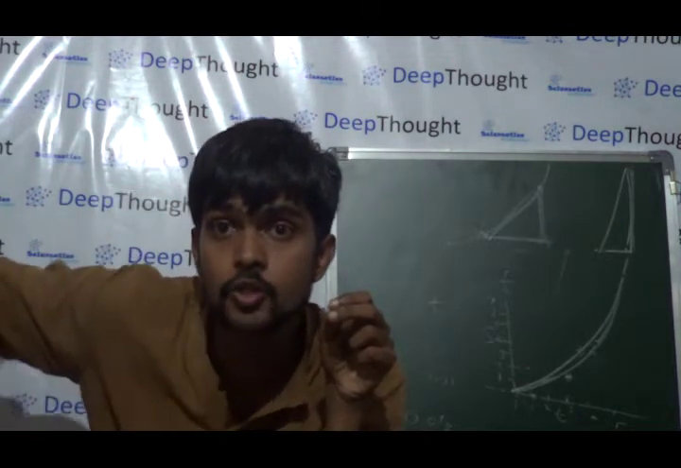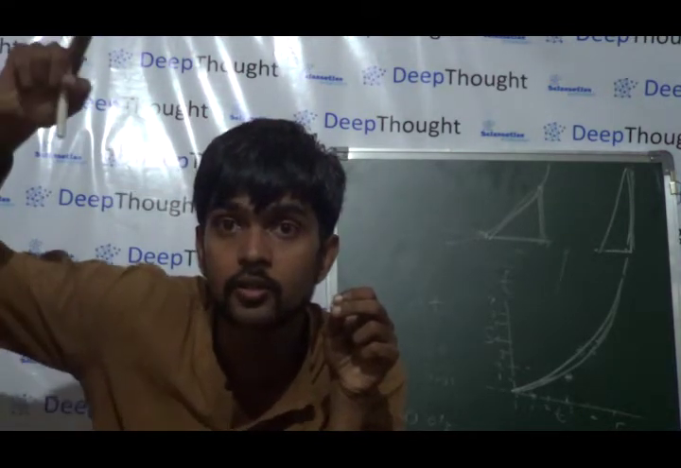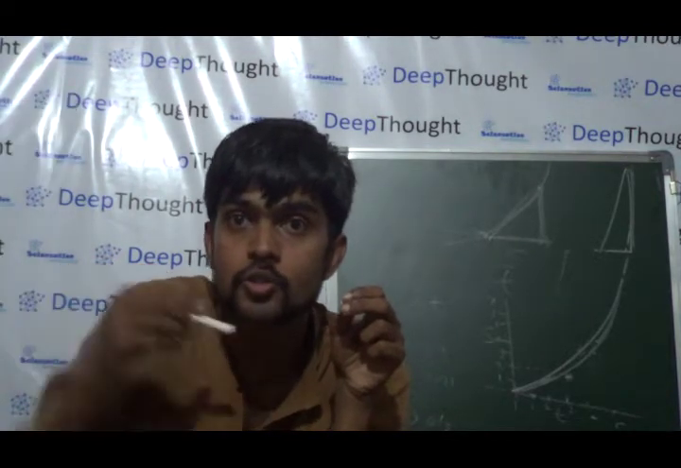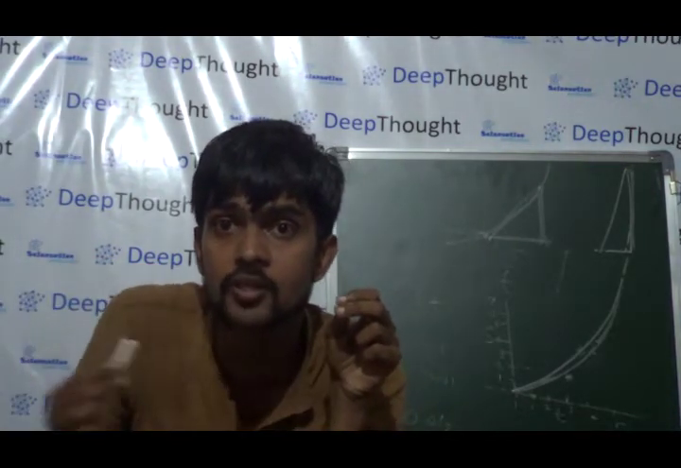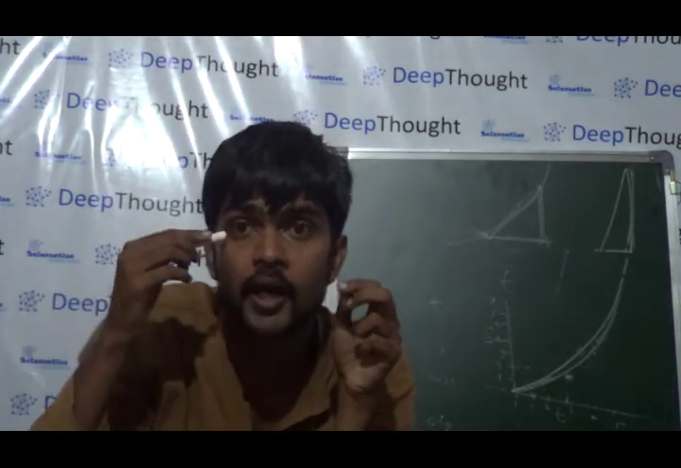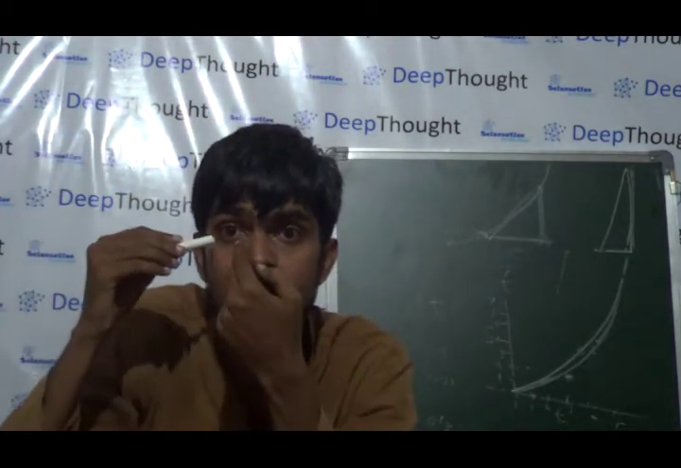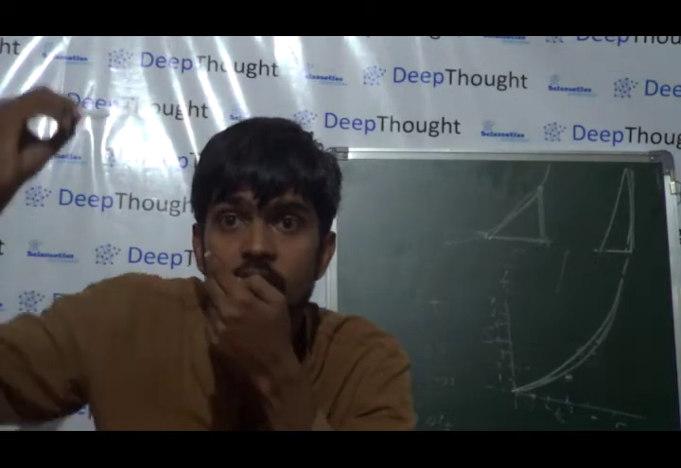Now from my eye, it is going, let's say, till this deep thought. So this is some extra travel of x, this is the travel of y. Now from my eye, if it has to come to this deep thought, this is the travel of x and this is the travel of y.